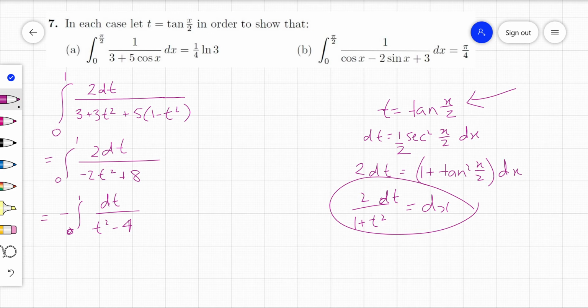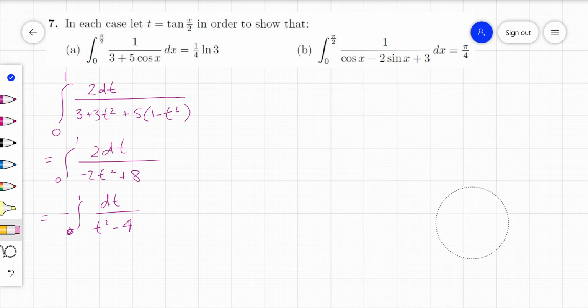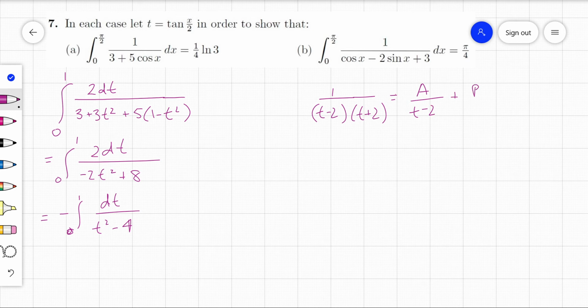Now, t squared minus 4, so let me rub this section out. So we've got partial fractions, difference of two squares. So think about it, I've got t minus 2, t plus 2. So I know that's going to be A on t minus 2 and B on t plus 2. So we need to figure that out. Again, you can just do the cover-up method here. If I cover up the t minus 2 and sub in 2, I get 1 on 4.